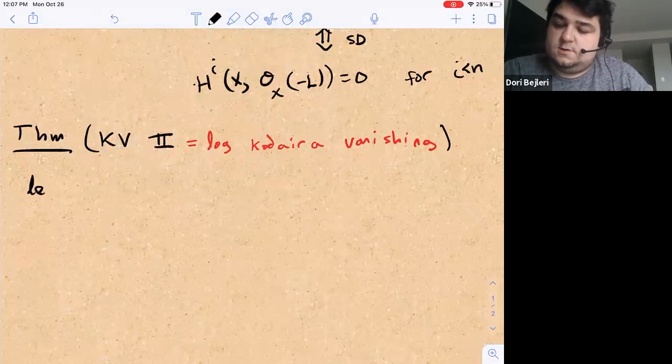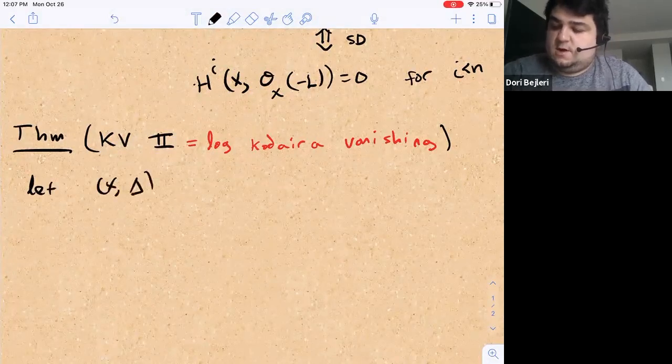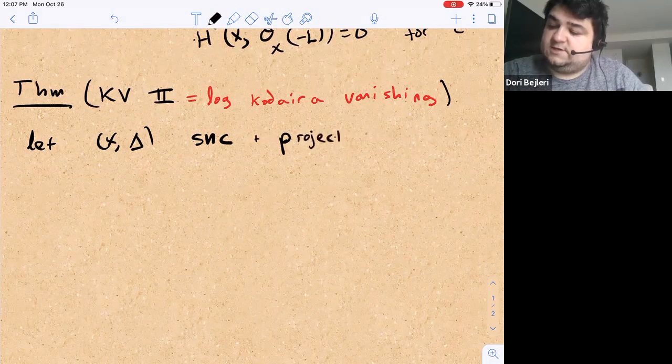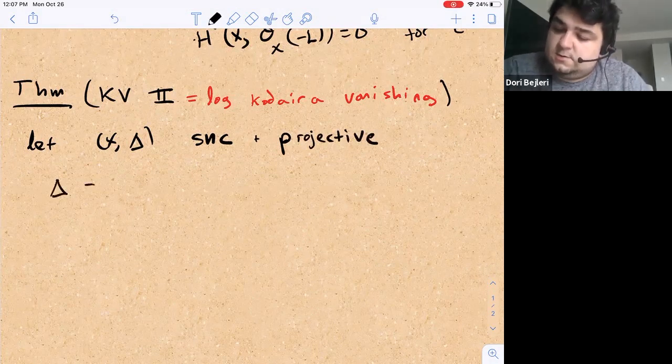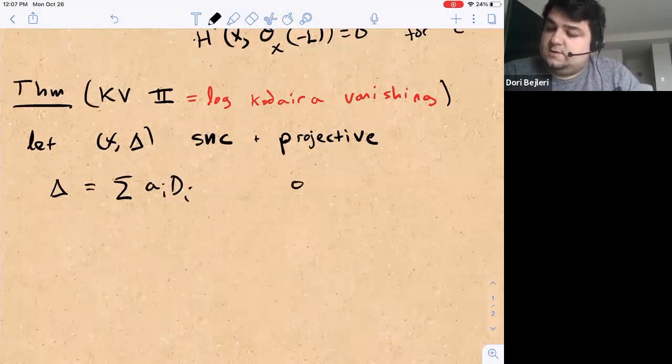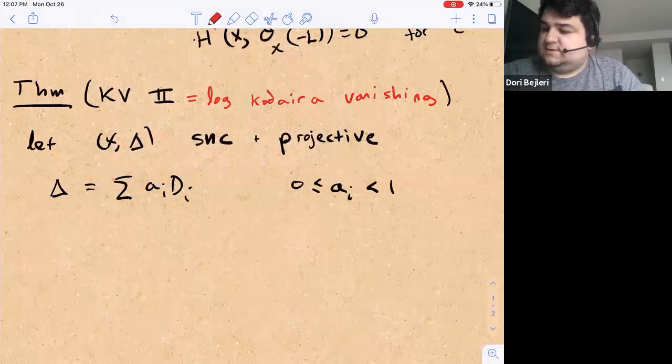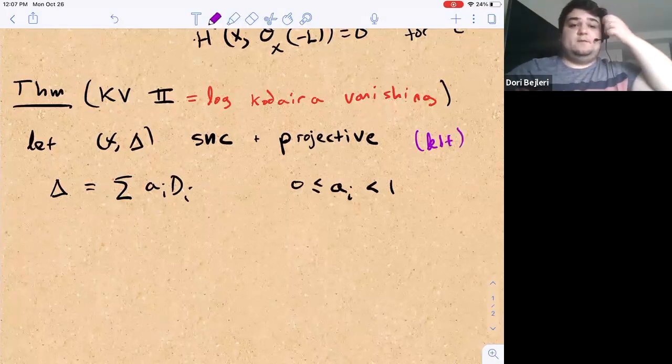So let (X, Δ) be a simple normal crossings pair, but a projective one. So X is projective and Δ is an SNC divisor. And if you write Δ as some sum of a_i D_i, let's assume that the a_i are between 0 and strictly less than 1. So another way to say this is Δ is a boundary, and the pair is both SNC but also KLT. So the coefficients are strictly less than 1.